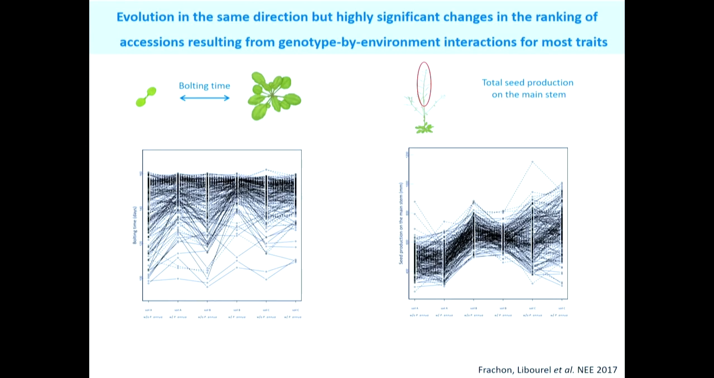You can see this particularly for the total seed production on the main stem. You can see here, for example, that there is not a lot of G by G interaction in this case.